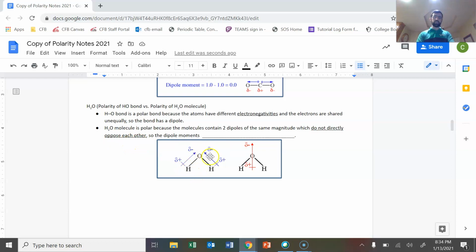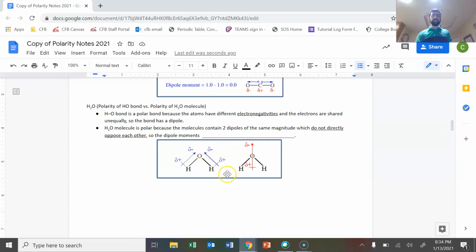If you look at the angle, remember that water, H2O, is a bent molecule, and that's because we have two lone pairs of electrons at the top. They're not shown in this diagram, but there's two lone pairs at the top. So geometry is really important to understand when you talk about polarity. If it's a bent molecule like this, even though we have these two dipoles, they don't cancel each other out.